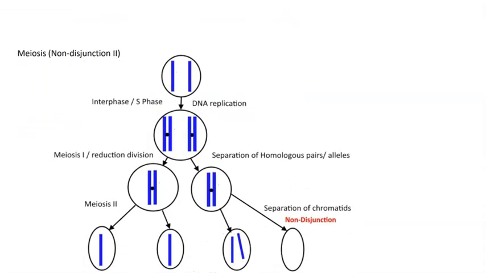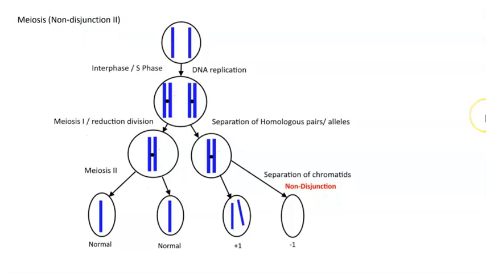Let's take a look at non-disjunction 2. Now, in non-disjunction 2, meiosis 1 continues normally. The fault occurs at meiosis 2, where we get, in this case, a failure to separate the chromatids. So this gamete here is normal, this one's normal, but this one here, both of the chromatids have gone to this pole in this direction, and for this pair anyway, none have gone to the other pole. The consequence of which is that this particular gamete here is plus 1 chromosome, and this one here is minus 1 chromosome.